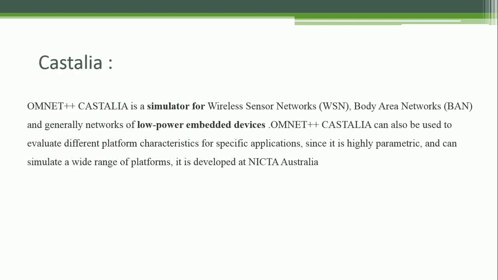What is Castalia? Castalia is a simulator for wireless sensor networks, body area networks, and generally networks of low power embedded devices. For simplicity, Castalia is a simulator for WSN and body area networks, and for networks of low power embedded devices. Castalia was developed at NICTA, Australia.